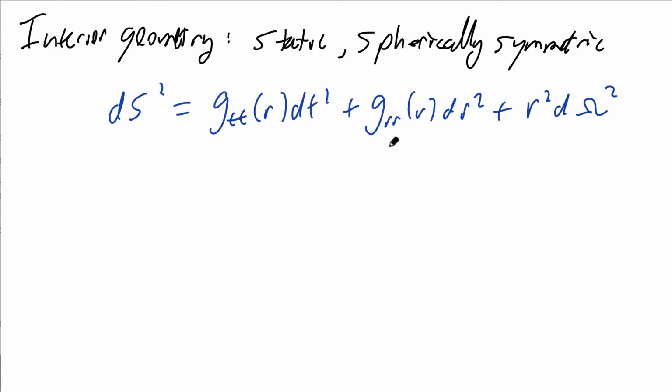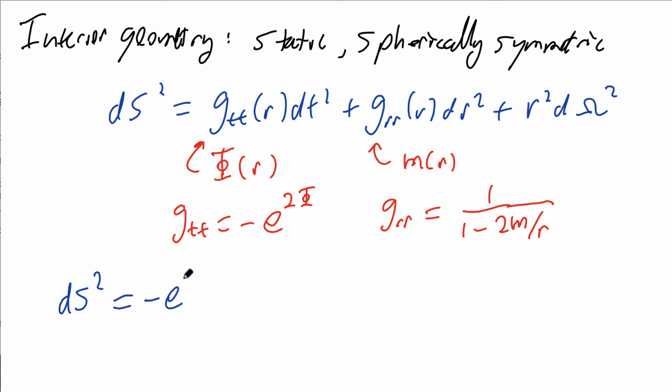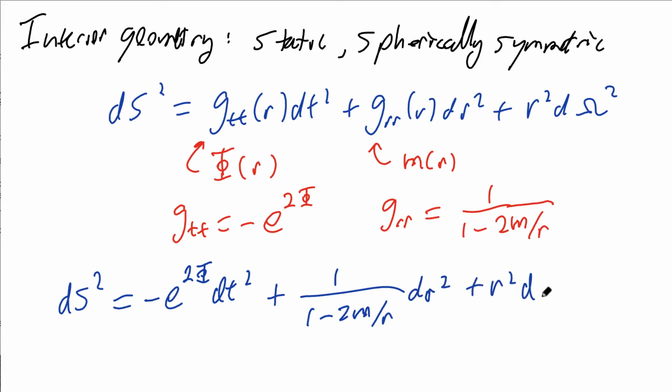So instead of g_tt and g_rr, let's replace these with the following. We'll replace g_tt with an unknown function I'll call capital Phi of r, defined by g_tt equals minus e to the 2 Phi. And we'll replace g_rr with m of r, defined by g_rr equals 1 divided by (1 minus 2m over r). Now let me warn you, we're used to seeing this combination 1 minus 2m over r a lot in the Schwarzschild geometry, but in that context the m is a constant. In this context, m is a function of r. So with these variables, the metric is minus e to the 2 Phi dt squared plus 1 divided by (1 minus 2m over r) dr squared plus r squared d omega squared.